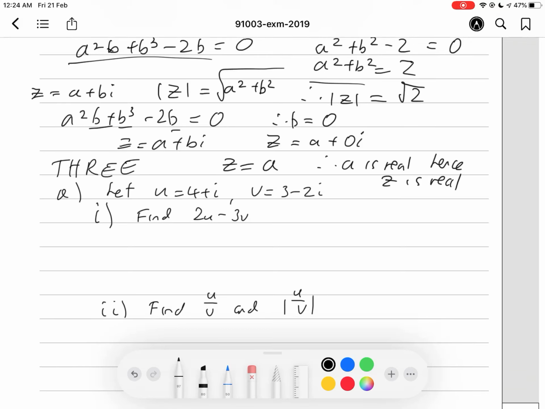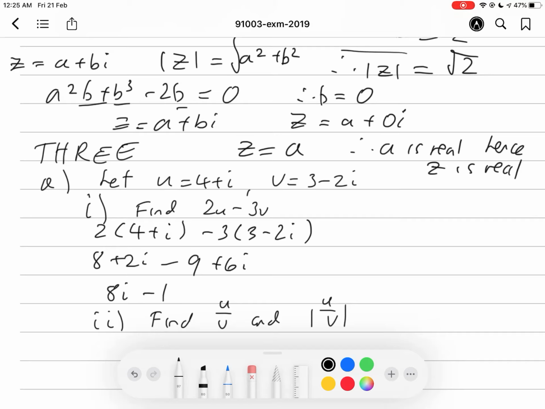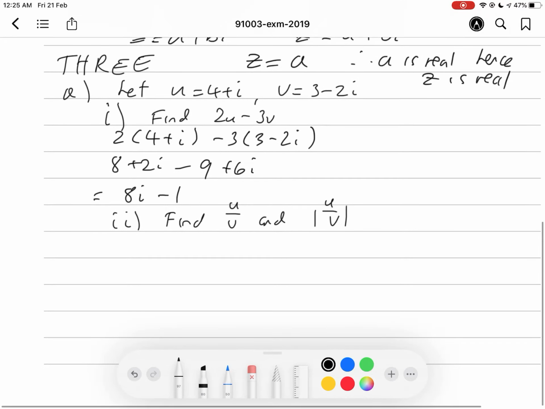Alright, so we're looking at question 3 now. Let u be 4 plus i and v be 3 minus 2i. So 2u minus 3v, finding it. So 2 times 4 plus i minus 3 times 3 minus 2i. So 4 times 2 is 8, 2 times i is plus 2i, minus 3 times 3 is negative 9, negative 3 times negative 2i is positive 6i. So grouping the like terms together, we'll have 8i minus 1. Done. Simple. Next, I will find u over v and the modulus of u over v.